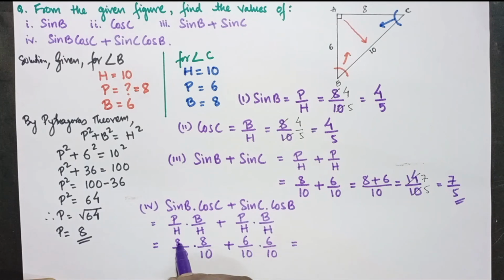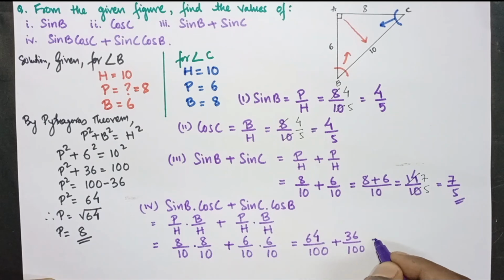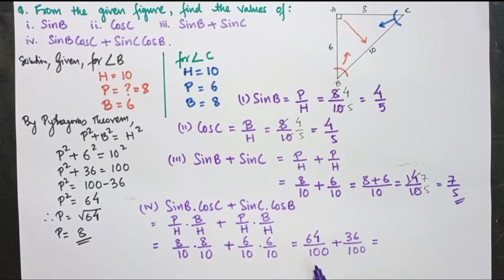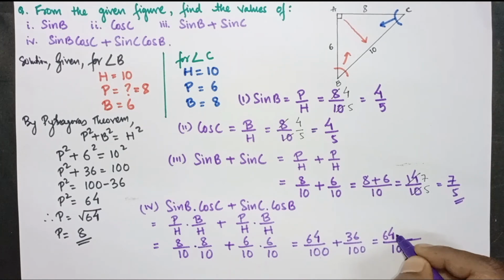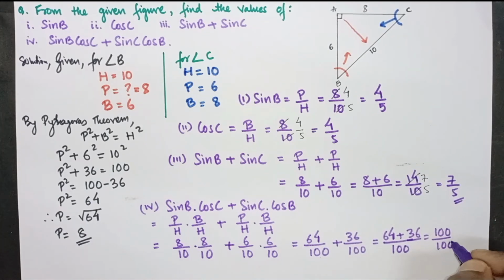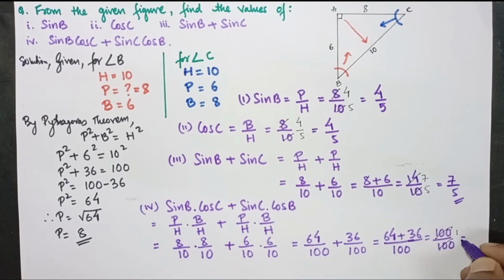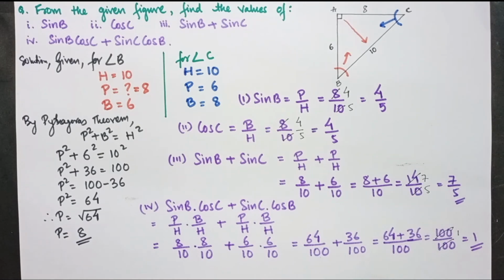Okay, now 8 8s are 64, 10 10s are 100. Okay, plus 6 6s are 36 and 10 10s are 100. We'll never cancel, we don't cancel. Okay, why? Because we are getting the same value, so the LCM will be easy. So the LCM of 100 and 100 will be 100. Okay, now 100 divided by 100 is 1, so 1 into 64 is 64, plus obviously this will be 36, so this will be your 100 upon 100. So both 100s will get cancelled, so how much will I get? 1. So I finally got the answer 1. Okay, so I hope you are clear with this.